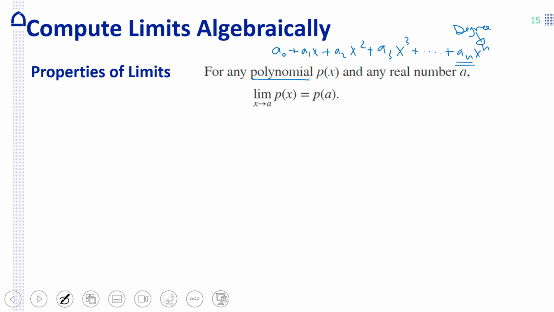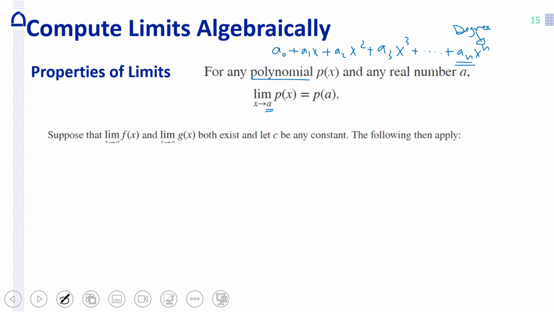Now, if you have a polynomial, you don't have denominators to worry about dividing by 0. So to get the limit of the polynomial, you just plug in the value you are going to approach. So when x tends to a, just plug in x equal to a in your polynomial, straightforward.